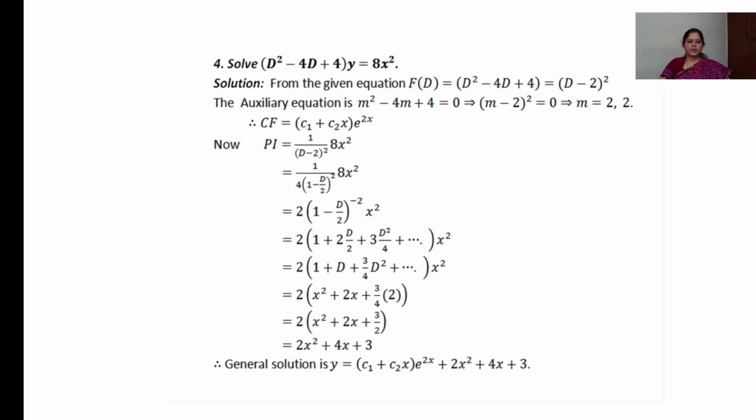Now after finding PI, we are going to find the complete solution or general solution of this equation: y is equal to CF plus PI. So we got y is equal to c1 plus c2 into x e to the power 2x plus 2x square plus 4x plus 3. This is our required solution for the given differential equation.